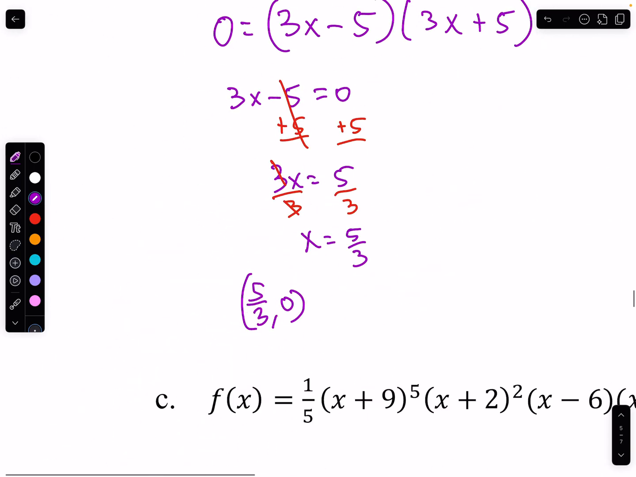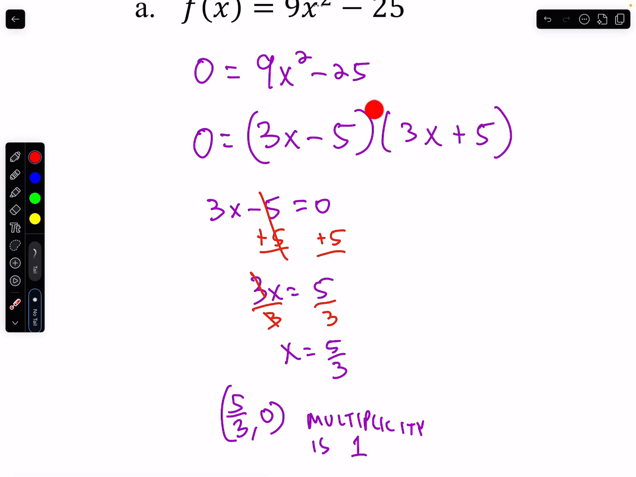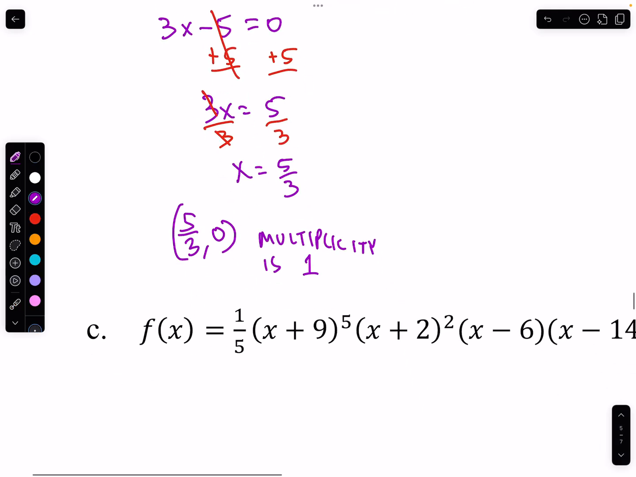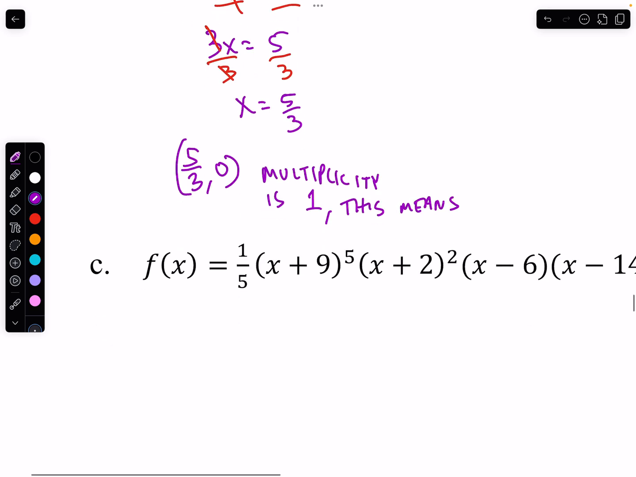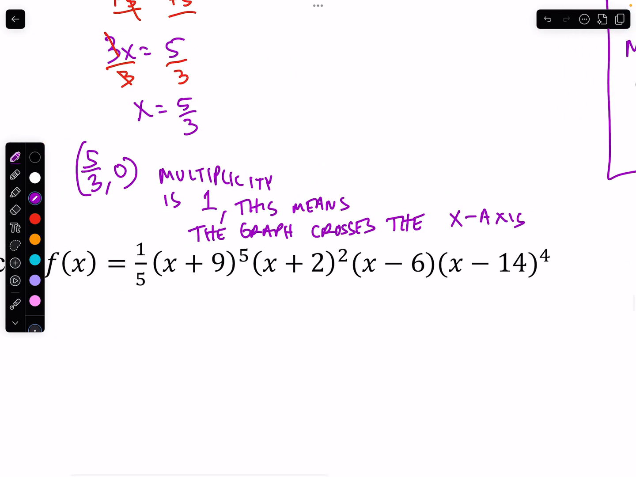What else do we have? The multiplicity. The multiplicity of this 0 is 1, because the power of this factor is 1. If nothing is shown, that's like a 1. Since the multiplicity is odd, this means there is a sign change in the y's, so the graph crosses the x-axis. All right, so that's my answer for the first 0.